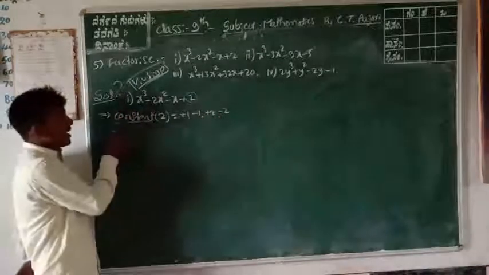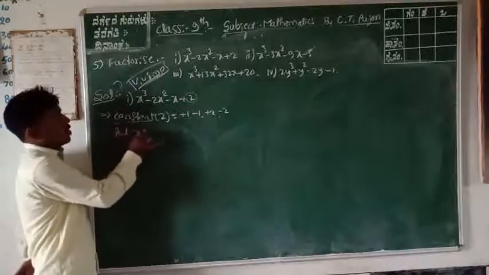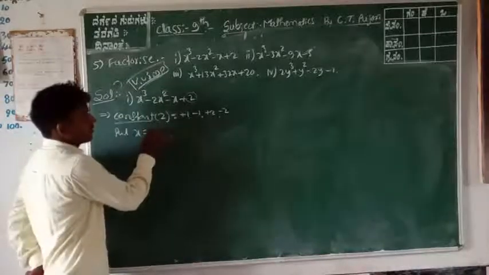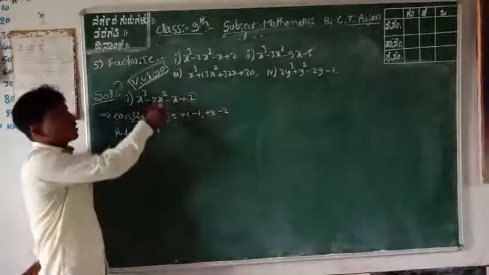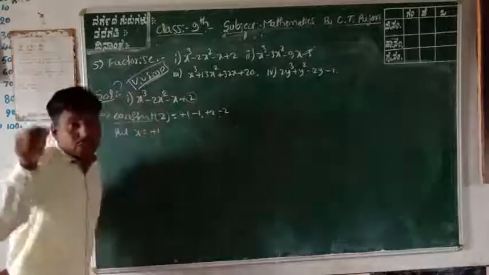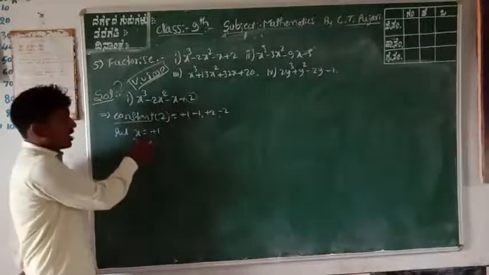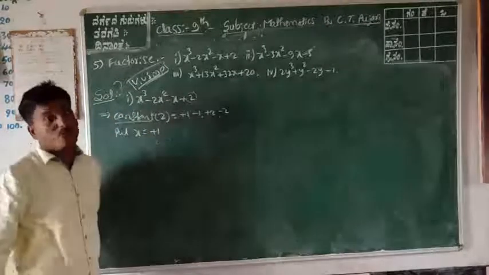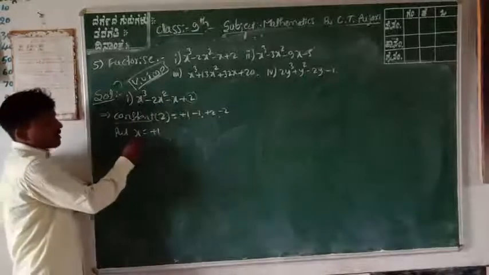Okay, you can put x is equal to plus 1. Put the x value in this condition. When the result is 0, this is a factor of the cubic polynomial. Consider first the x value 1.